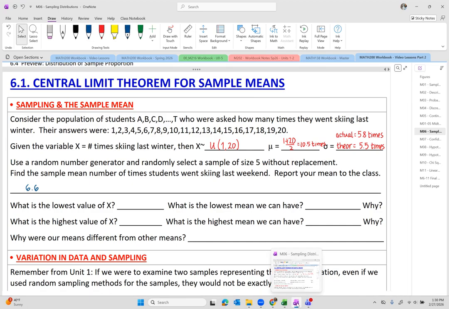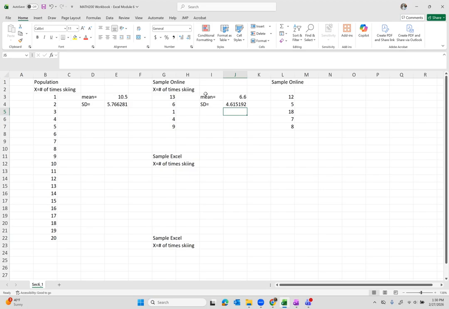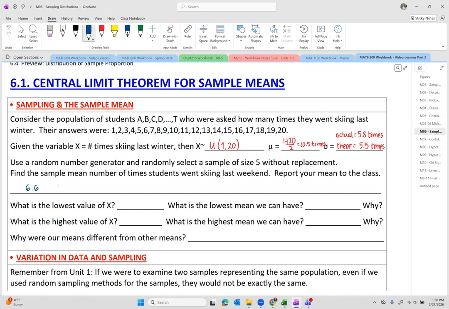So let's try the next group of random values. This had a mean of 10, which is much closer to the actual population mean, but it's not exactly 10.5.